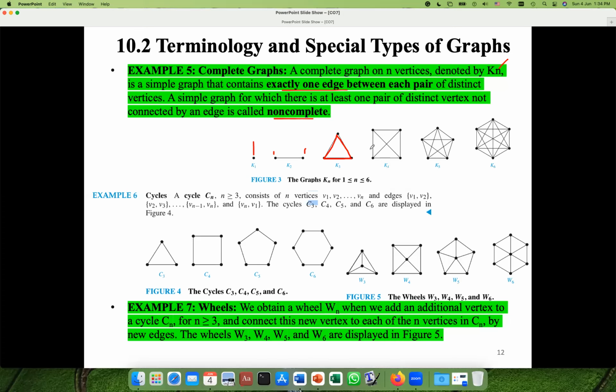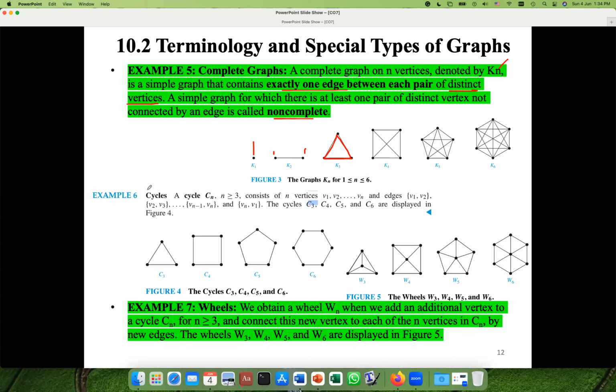Similarly for K4, exactly one edge between each pair of distinct vertices. When you have one vertex different, then you can draw exactly one edge. Same for K5, K6. So these are the examples of the complete graphs, which you have here on this diagram.